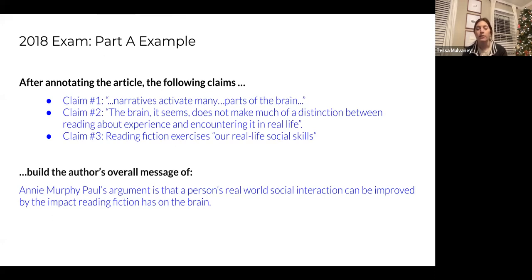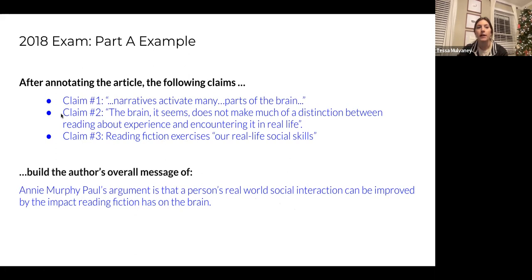You read the article, you annotated the article, and we identified these 3 claims. Narratives activate many parts of the brain. Claim 2, the brain, it seems, does not make much of a distinction between reading about experience and encountering it in real life. And the 3rd claim that the article made was reading fiction exercises our real life social skills. So after annotating the article, those 3 claims build the author's overall message. Annie Murphy Paul's argument is that a person's real world social interaction can be improved by the impact reading fiction has on the brain.